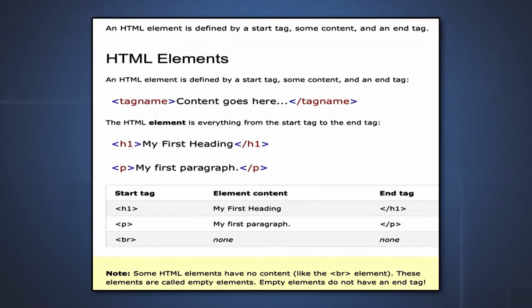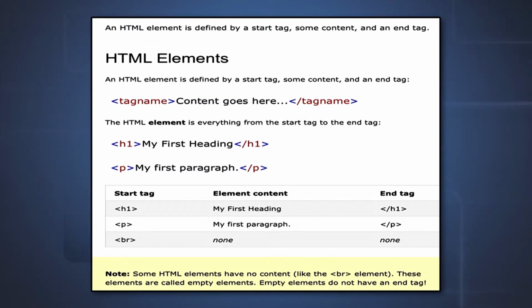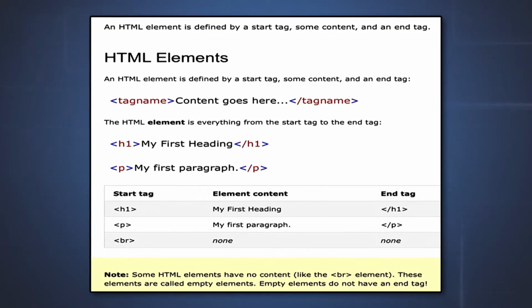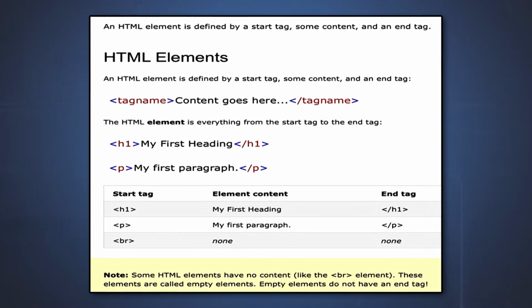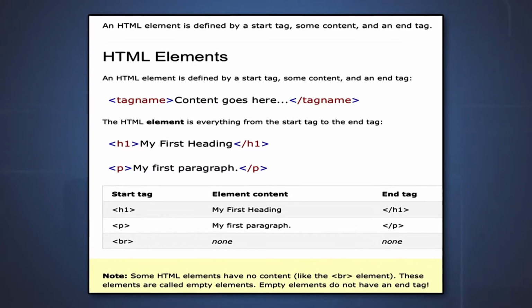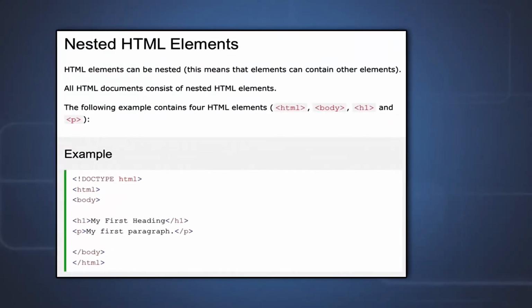For example, the BR tag does not have content, it indicates something to the browser and the browser will act as per the description of the BR tag. So these elements are called empty elements, and empty elements do not have an end tag. Then as I already told you, when you have a starting HTML tag, you also have an ending HTML tag. Then you also have a body tag. Now in between you may have many tags, and these tags can be treated as the nested elements of HTML.